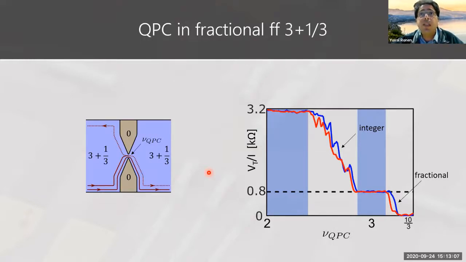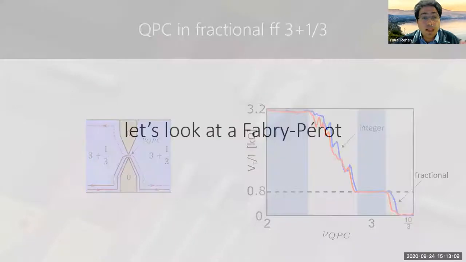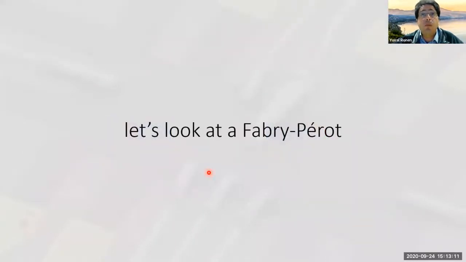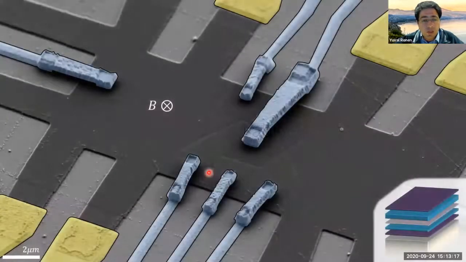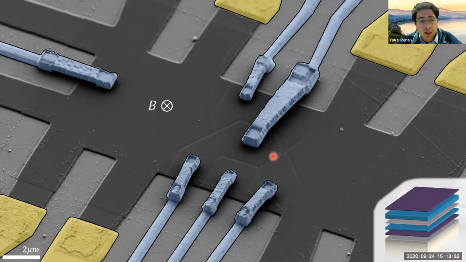Okay, so this is the QPC. So now we can basically go and look at a Fabry-Perot. We can just take 2 QPCs and we can build a Fabry-Perot. So this is the same image that I showed you before. What you can see here is very similar to the QPC that I showed you before, only now there are basically more gates and more bridges to contact each gate, but it's very similar.